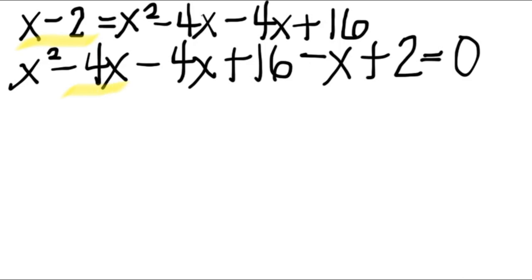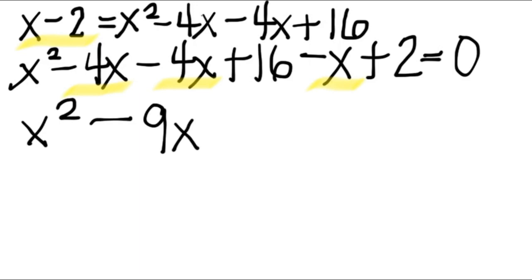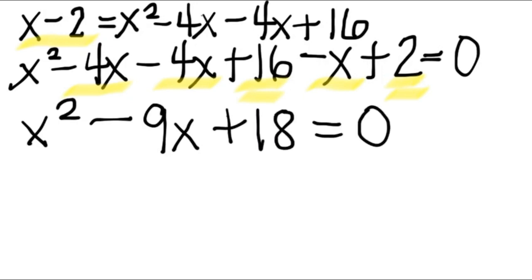So we have here negative 4x, and then negative x. So we're just going to copy x squared. And then negative 4x minus 4x, so that would be negative 8x, minus x, so that would be negative 9x. And then combine positive 16 and positive 2. So 16 plus 2, that is positive 18, is equal to 0. So now we have quadratic equation.